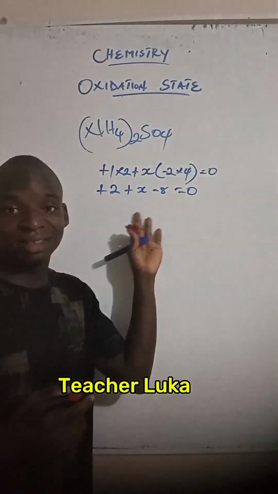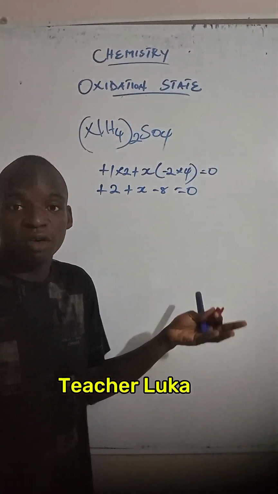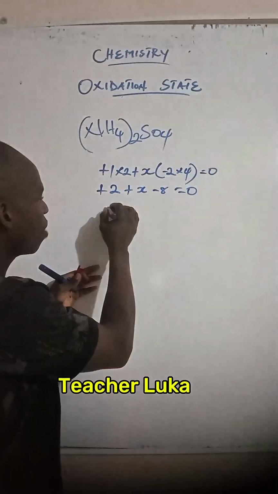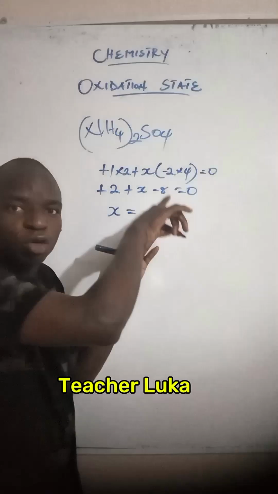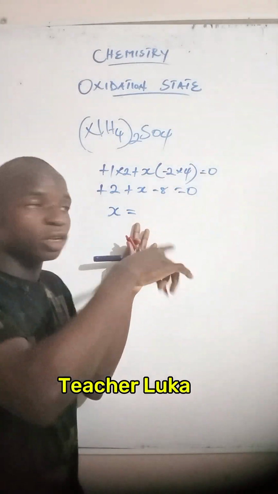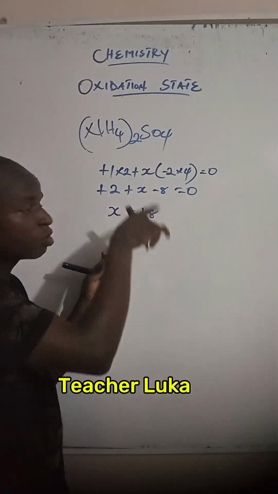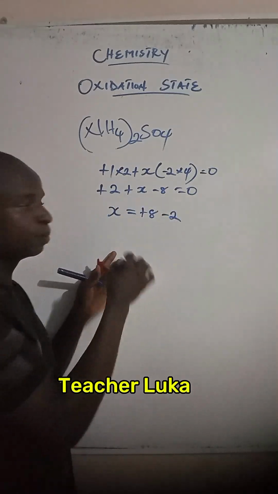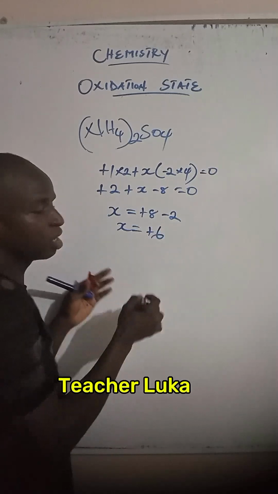Here we collect like terms, because we're looking for x, so we make x the subject of the formula. Our x is simply equal to, when this -8 crosses the equal sign, it changes to +8. And when this +2 crosses the equal sign, it changes to -2. So our x is equal to +8 minus 2, which is +6.